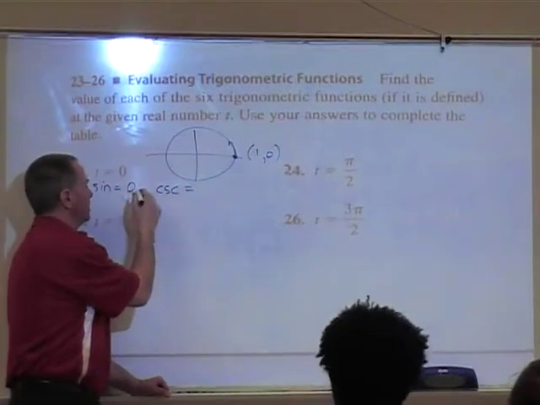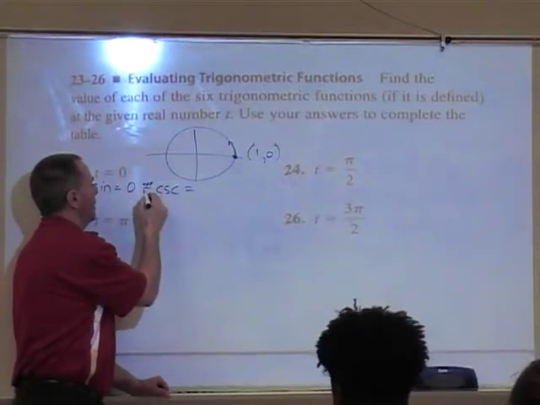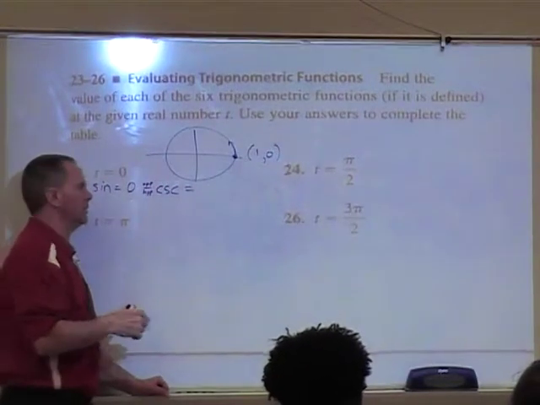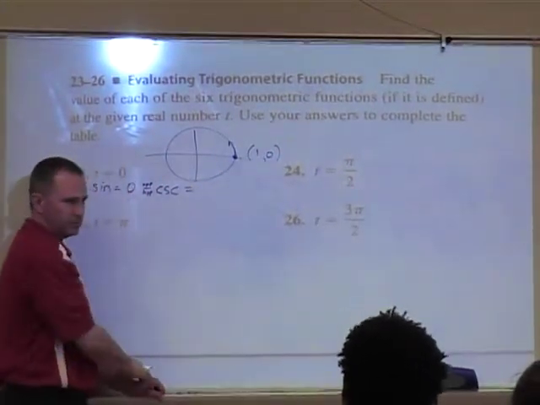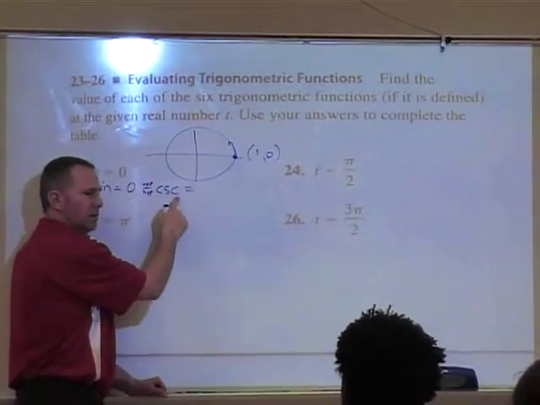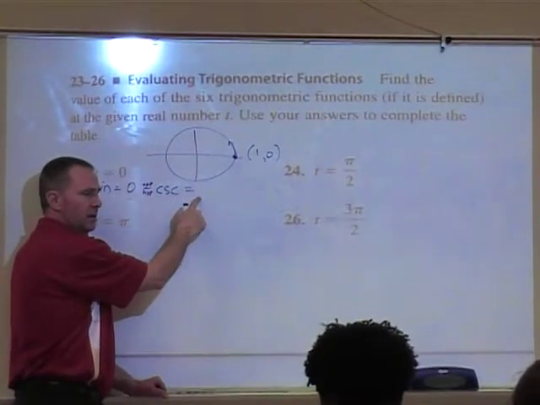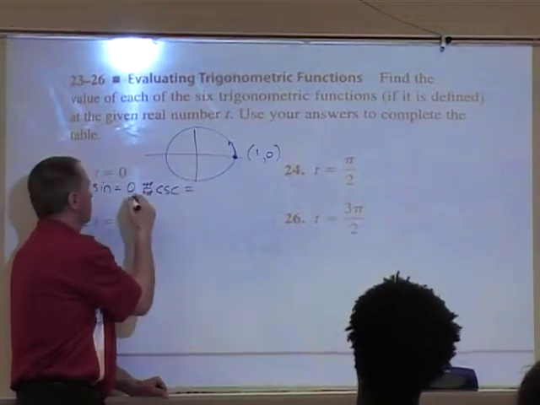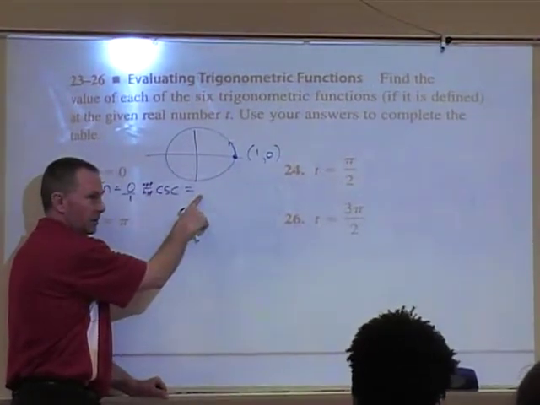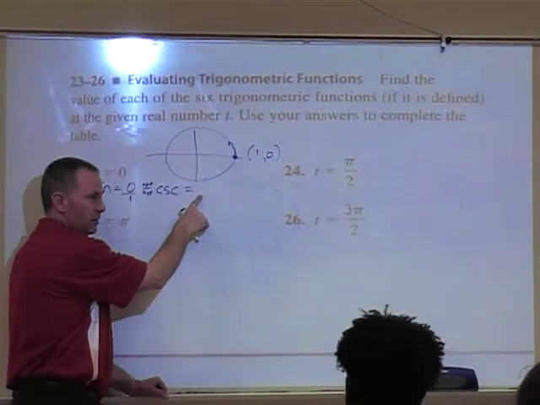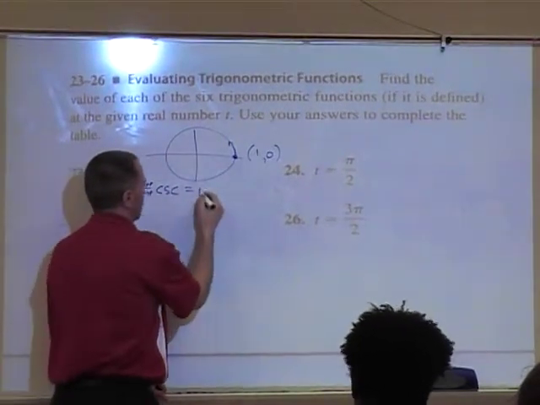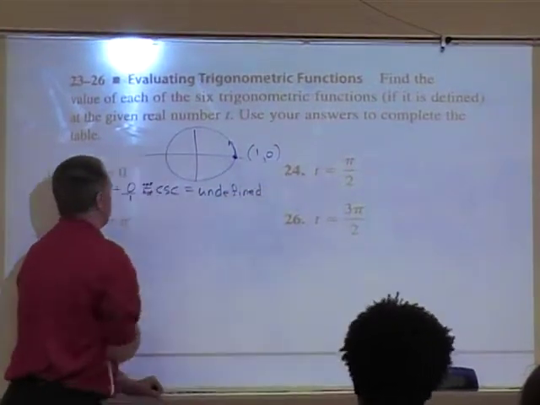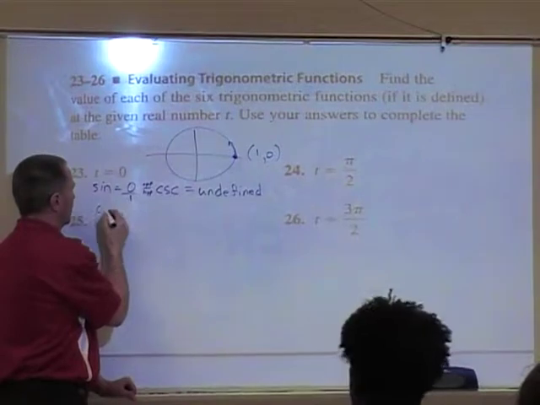Well, what was this? The sine is the opposite leg over the hypotenuse. What's the value of the hypotenuse? 1. So really this was 0 over 1. Okay? So the cosecant is going to be the reciprocal, which is 1 over 0, which is undefined. Okay? All right, and then we do cosine.